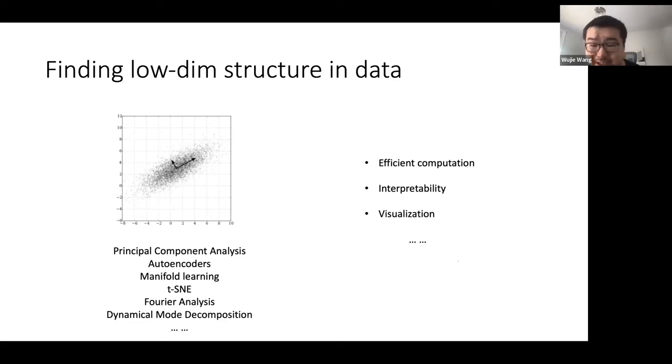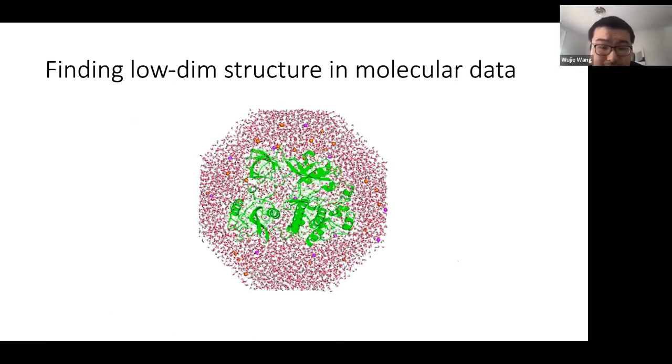A lot of times people have really high dimensional data sets, and they can use dimension reduction tricks to reduce the data into two dimensions, which can be printed on paper. There are a lot of very useful techniques people have been using for dimension reduction, the famous ones being principal component analysis, autoencoders, and manifold learning. t-SNE is a very useful and popular data visualization technique. And of course, there's Fourier analysis, which decomposes your data into modes of different frequencies, and also dynamic mode decomposition, which is used to perform dimension reduction for dynamic data.